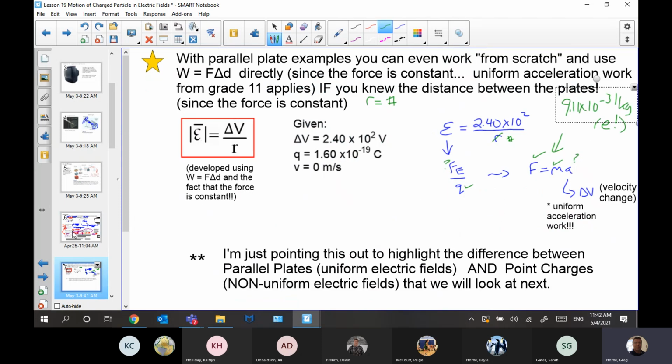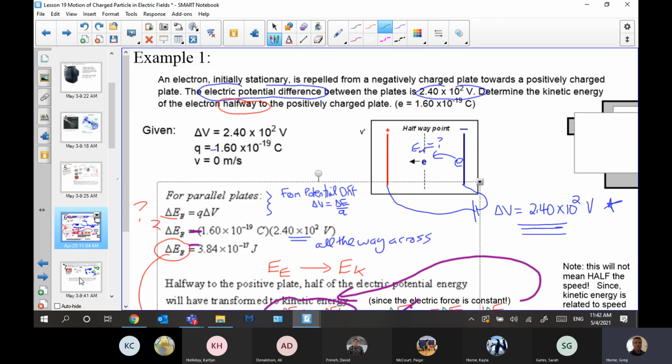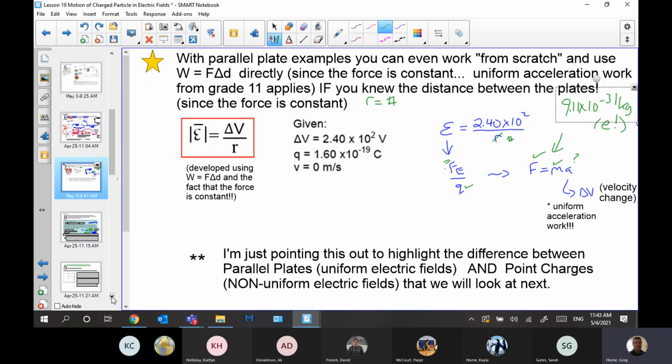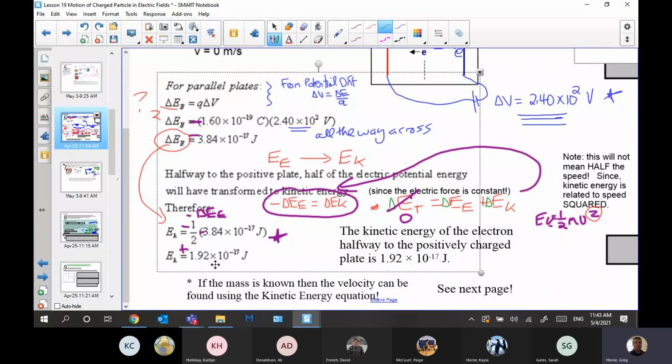This would agree with what we figured out here. So if we did know the distance between the plates, we'd be able to figure out the force, so we'd be able to figure out the acceleration, so we'd be able to figure out the velocity. It would be kind of cool, but I think I'd lose you. I think it'd be too many pages of big calculations to eventually end up saying, see, the energy really is 1.92.